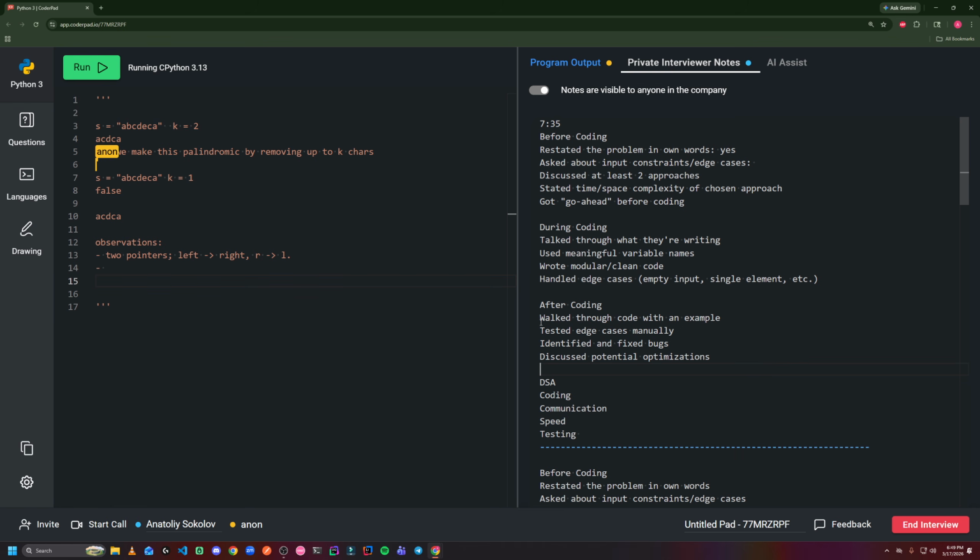My sense is that this doesn't work, because if we follow that, first we look at the A at the front and the A at the end. But then we look at B and C, and since those don't match, it's not obvious which one of those we should remove.